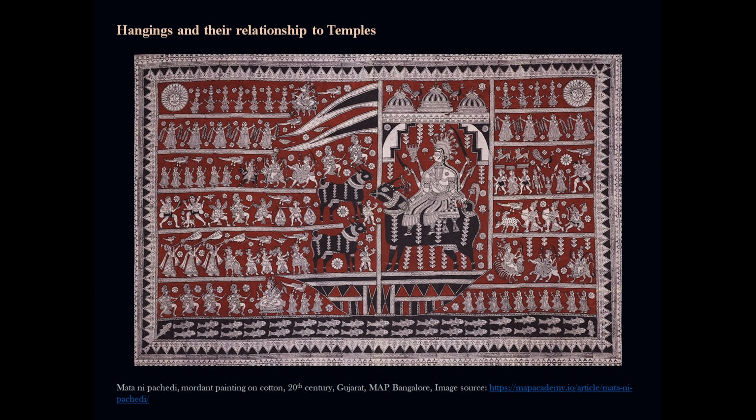So the understanding of hangings and their relationship to architecture and temples is something we see prominently displayed in the way both the dye painting traditions of Western India and Southern India flourished. In Western India, we have two case studies we will be looking at today, and here we have the very prominent practice of making Matani Pachedi, which is a painted cotton cloth, dye painted and mordant painted.